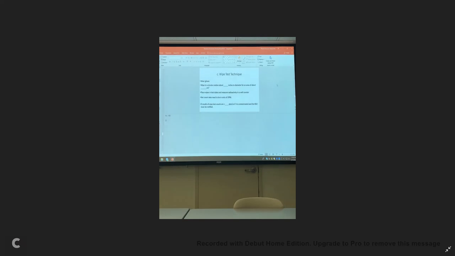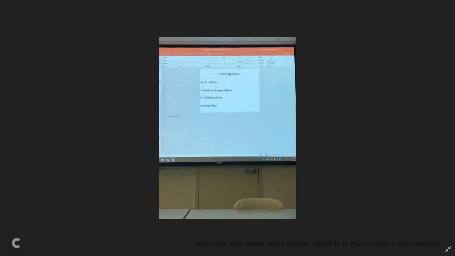The wipe test technique. Wear gloves. Wipe in a circular motion about 4.4 inches in diameter for an area of about 100 centimeters squared. Place wipes in the test tubes and measure the radioactivity in a well counter. The net count rate needs to be in units of dpm. If results of a wipe test count as greater than 22 dpm per centimeter squared, it is contaminated and the RSO must be notified.